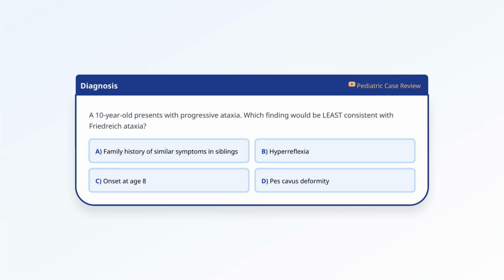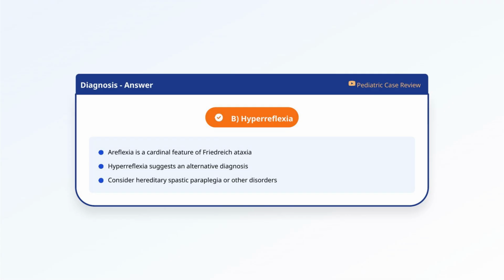A 10-year-old presents with progressive ataxia. Which finding would be least consistent with Friedreich ataxia? A. Family history of similar symptoms in siblings. B. Hyperreflexia. C. Onset at age 8. D. Pes cavus deformity. The correct answer is B.